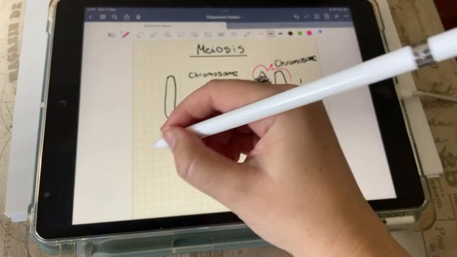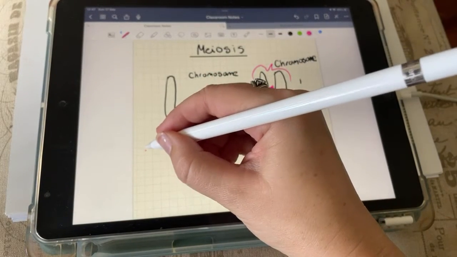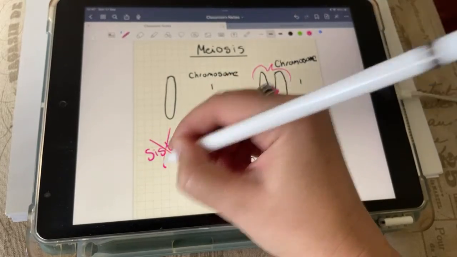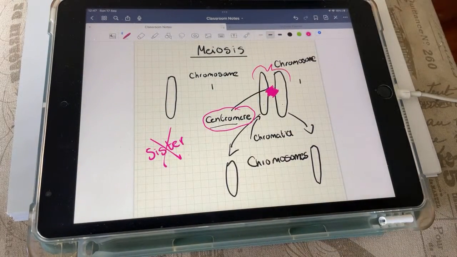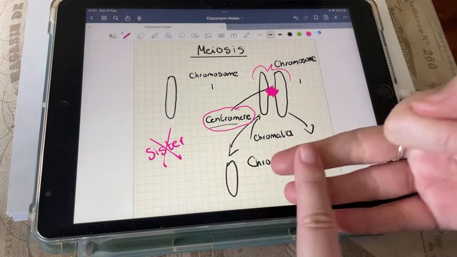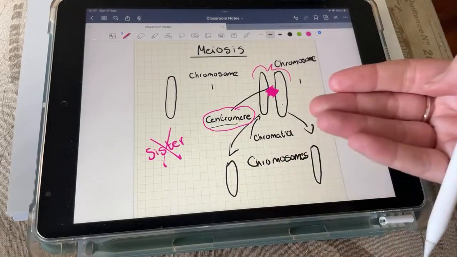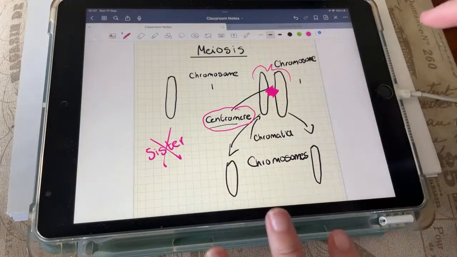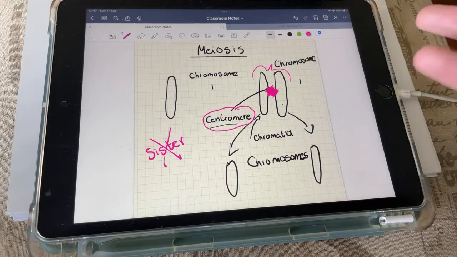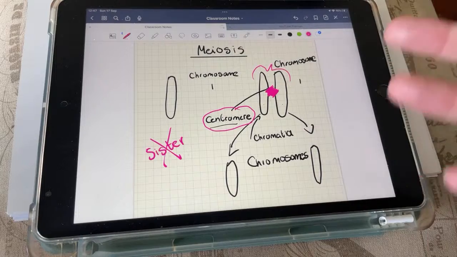The other little bit of advice I want you to use is the word sister is not allowed in meiosis. You do not get sister chromosomes, sister cells, daughter chromosomes. Please avoid the word sister or daughter, because in biology that means identical. If something is a sister, it is a copy of its parent. And in meiosis, we know that the cells are not copies of each other.